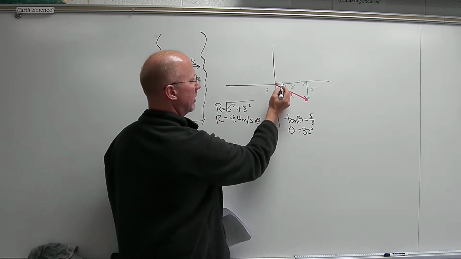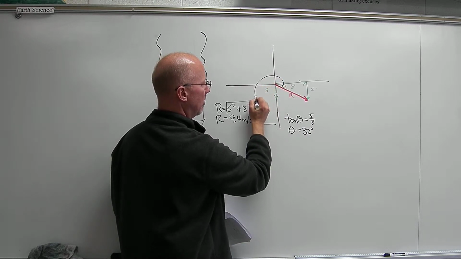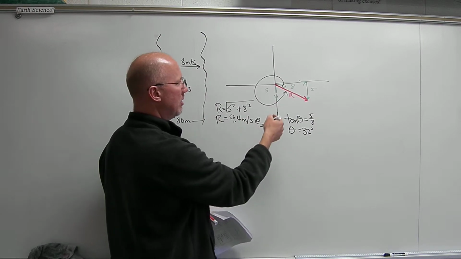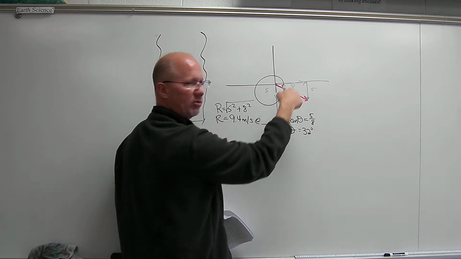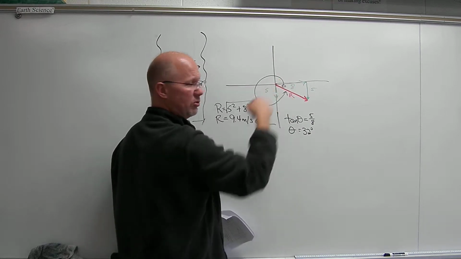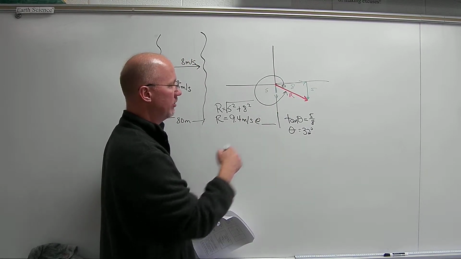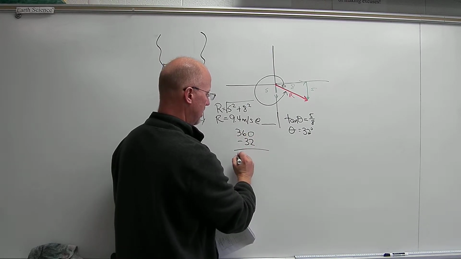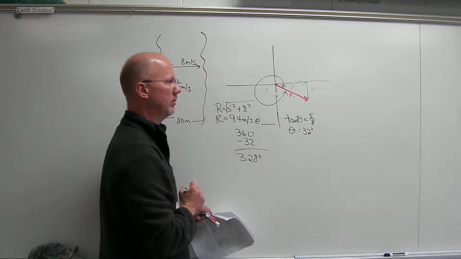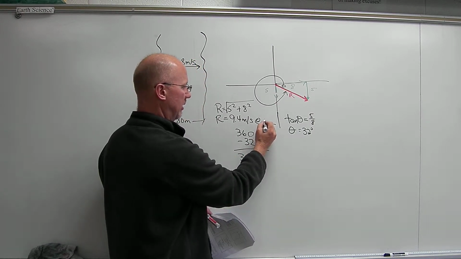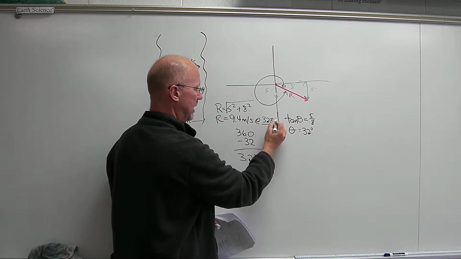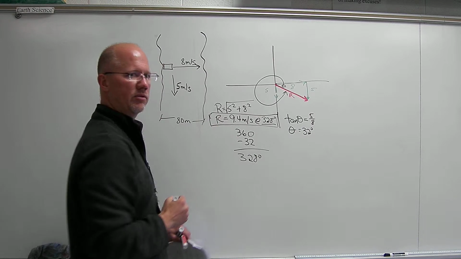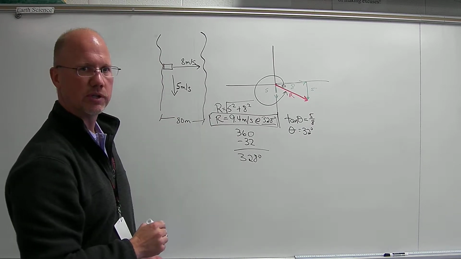What we want is the direction measured from east going all the way counterclockwise to that vector right there. The way I always do that is, to go all the way around is 360, and we're 32 degrees short of going all the way around. So 360 minus 32 gives us 328 degrees. And 328 degrees is our theta that we need for the rest of the resultant. That's the answer to the first question: what is the resultant velocity?